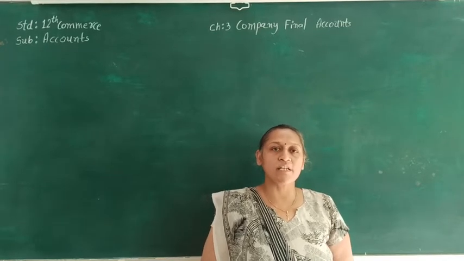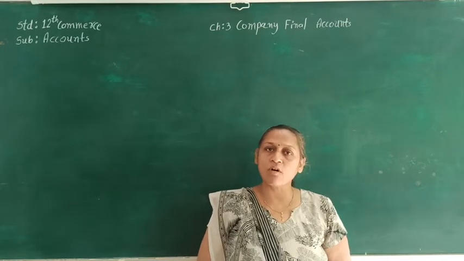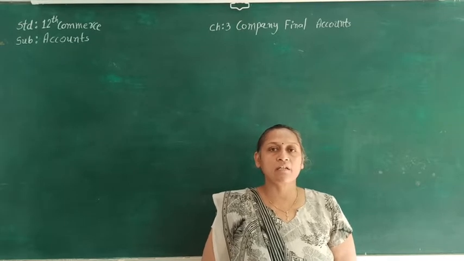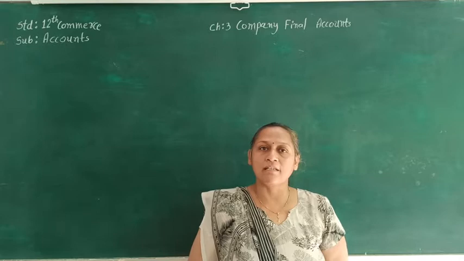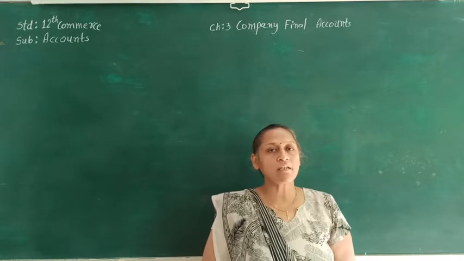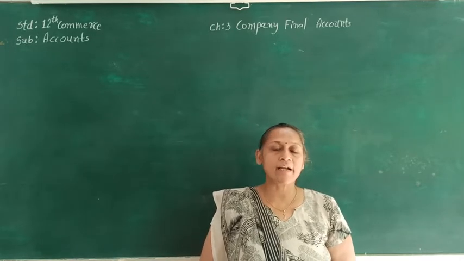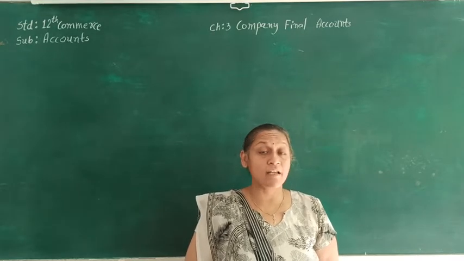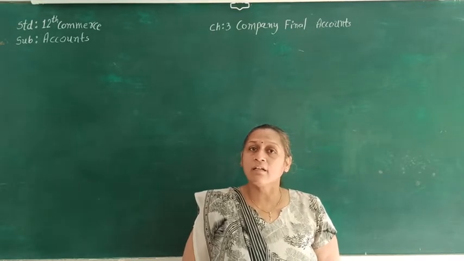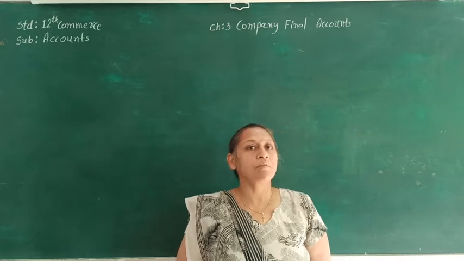Today we are going to see chapter number 3, company final account of standard 12 commerce subject account. So today we are going to see the asset side of the balance sheet. In our last video we have seen the equity and liability side, then we have seen which are the main head and subhead of the asset. Today we will see how to prepare the asset side of the balance sheet.